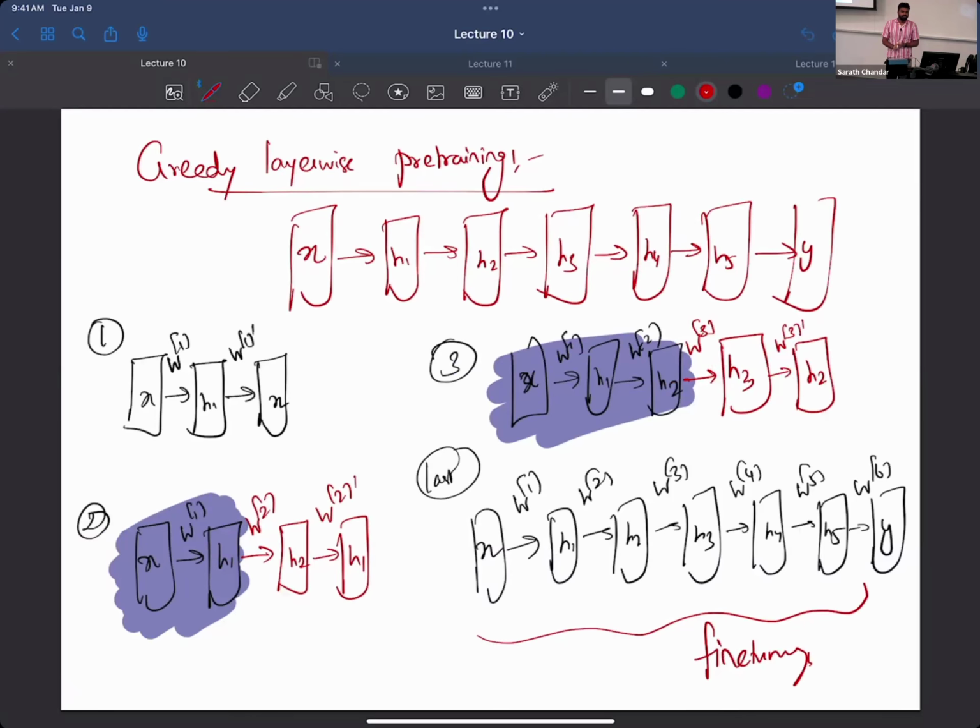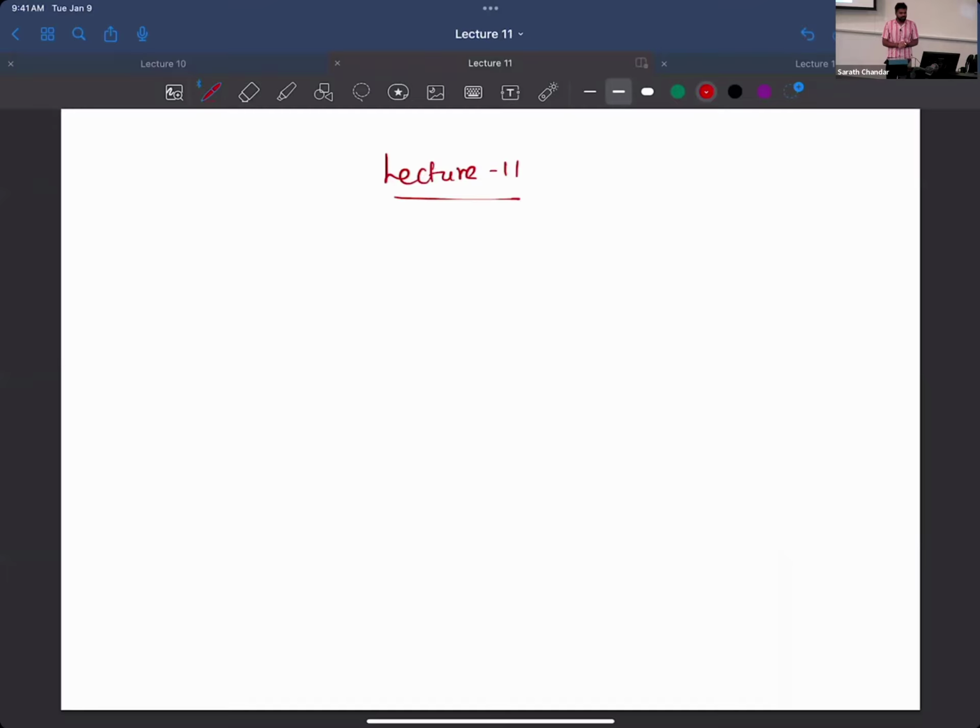So we're going to see a few more solutions for solving the vanishing gradient problem today. Before that, are there any questions? Okay, let's continue. So the third solution I want to talk about is the idea of skip connections, or residual connections.